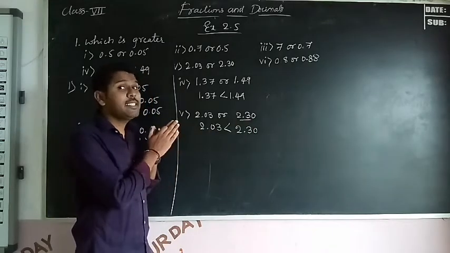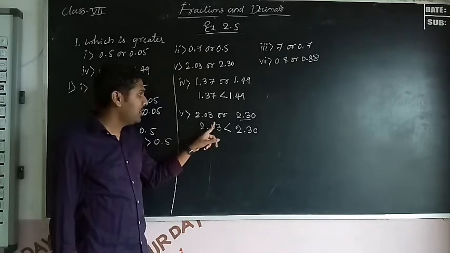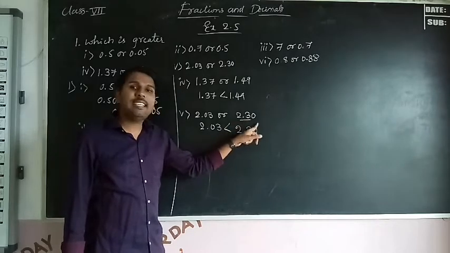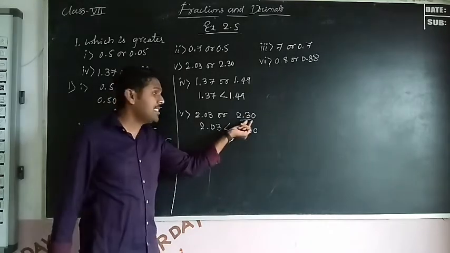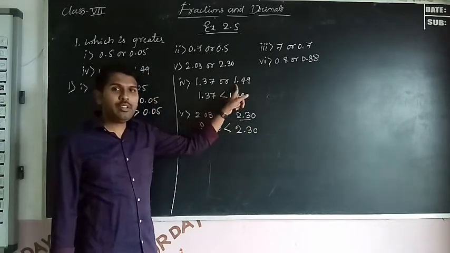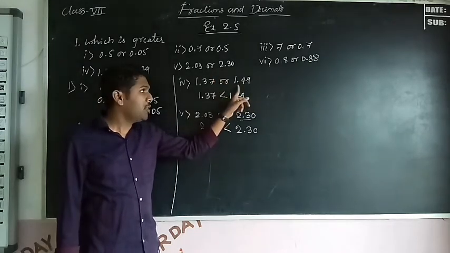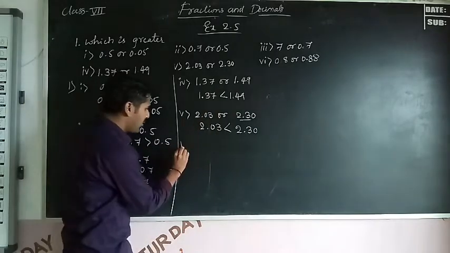But how to read this decimal number? 2.03. Here not thirty, 2.30. So the decimal part is there, and you should read it digit by digit. 2.30. And this one, 1.49, not one point forty-nine. So how to read this one? 1.49.